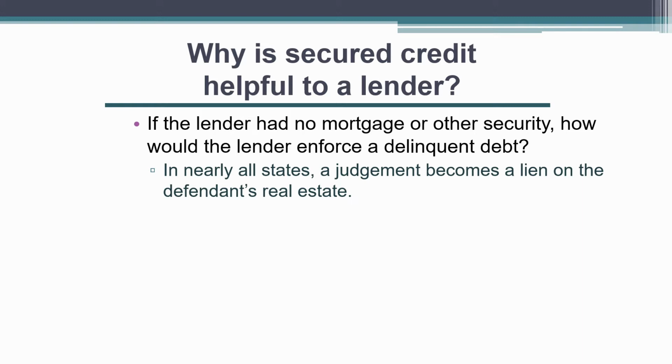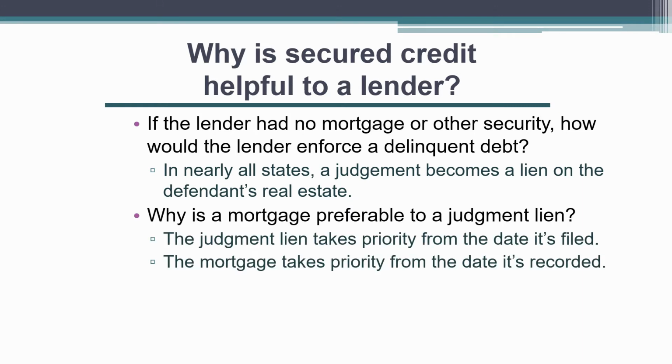Now you might be thinking, well, isn't that just as good as a mortgage? But as it turns out, mortgages are strongly preferable to judgment liens from the point of view of the lender, and the reason is the date of priority of the lien. In the case of a judgment lien, it only takes its priority from the date that it's filed, and that's normally right after the judgment is obtained. A mortgage, on the other hand, takes priority from the date it's recorded.